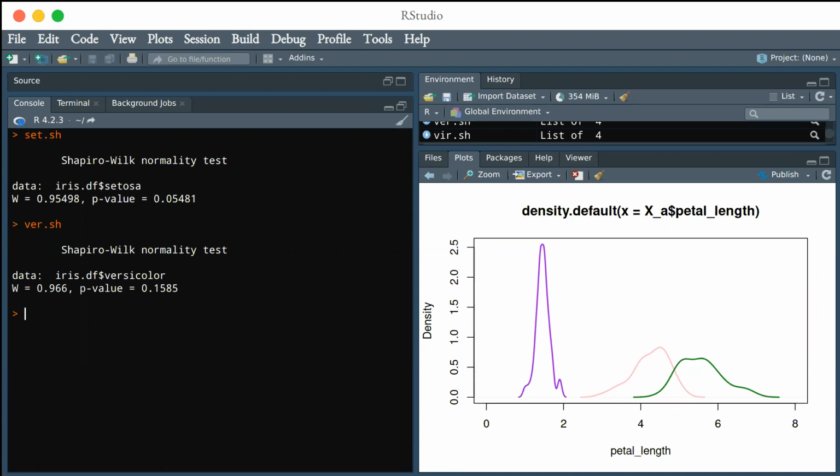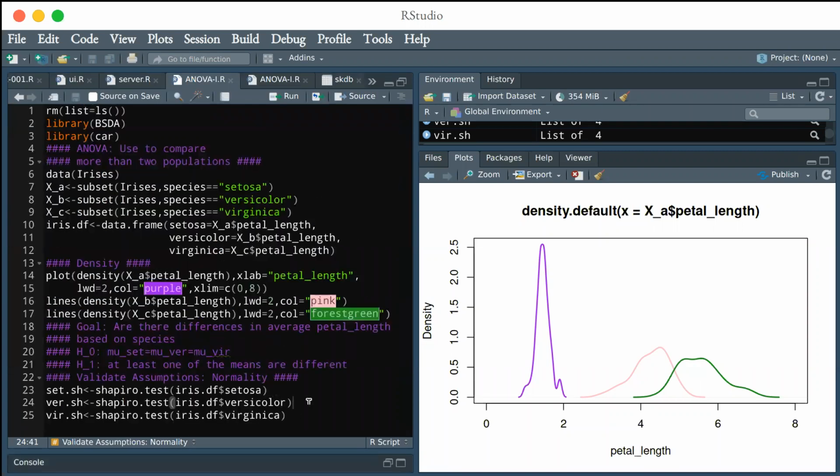What about versicolor? Normal? Not normal? It is normal because the p-value is greater than 0.05. We don't reject the null. The last one, what do we think? Normal. This one is borderline, 0.05481, but we can conclude that they are normal, just for the sake of this example.